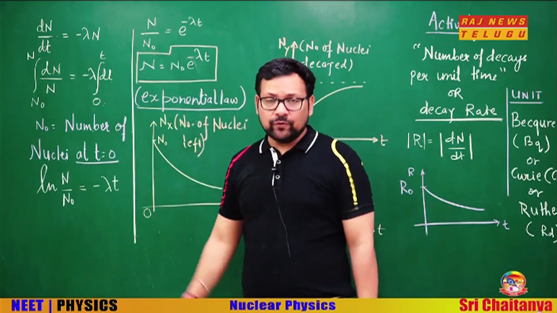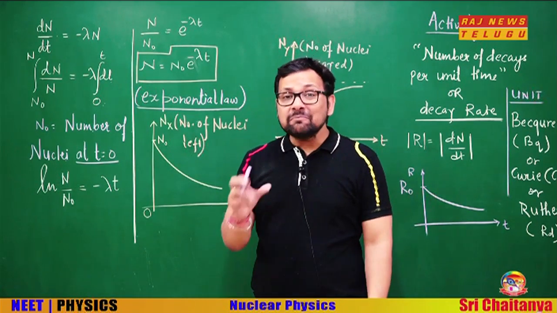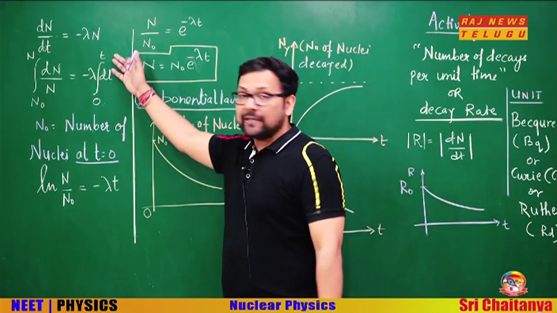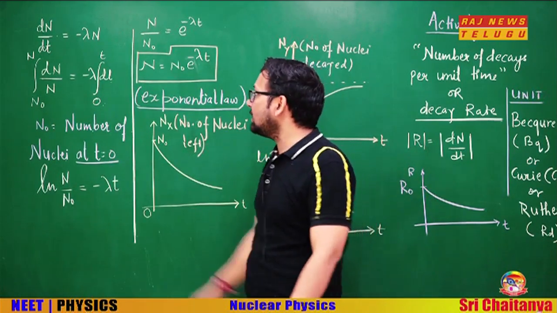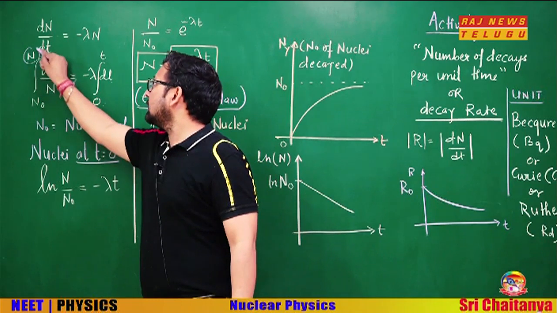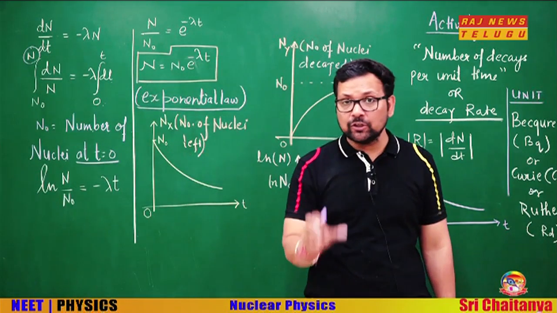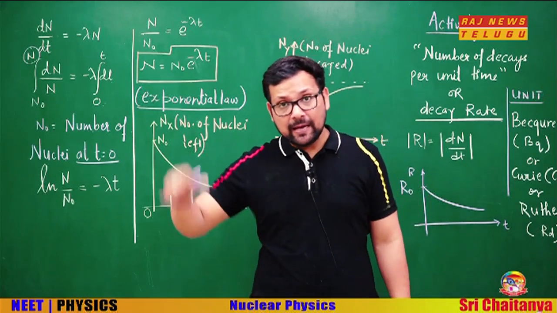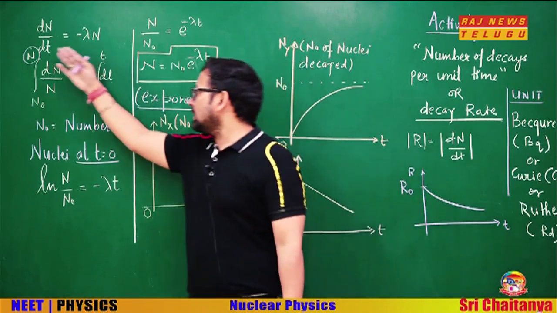After time t, when we are calculating the number of nuclei, what do we see? We see that N nuclei are there. Initially at t equal to 0, how many nuclei? N0. At t equal to t, how many nuclei? N. So these are the upper limits.